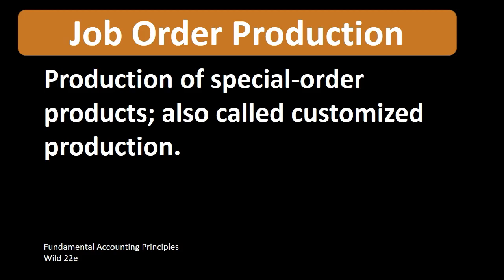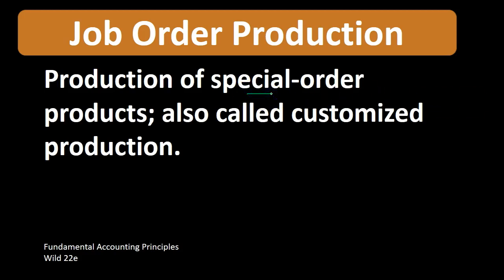also called customized production. When considering job order production, we are often considering a manufacturing company, a company that manufactures goods from raw materials, converting those raw materials to finished goods. The indication that would show that is that we have the specialized orders.